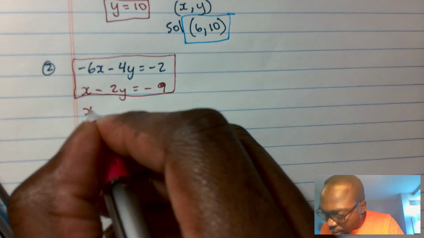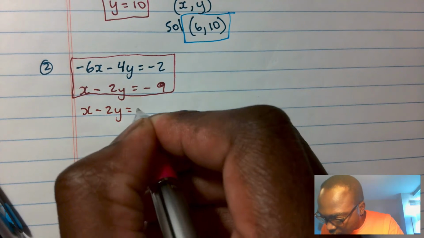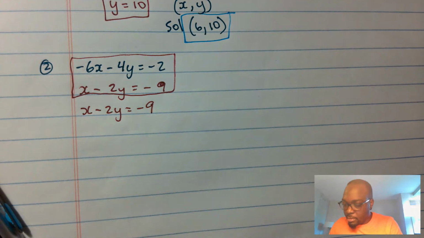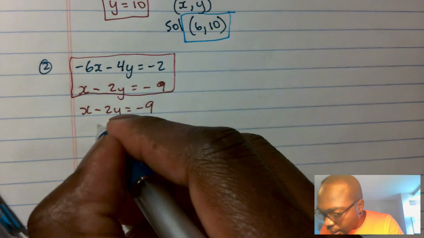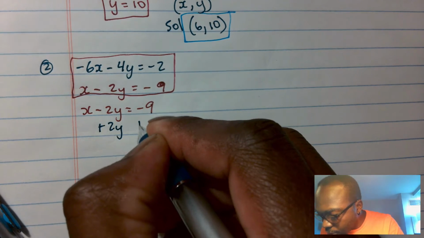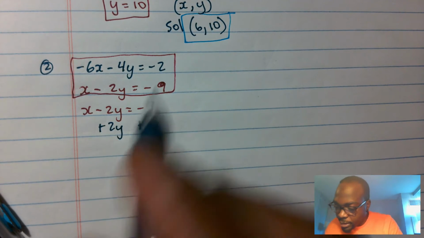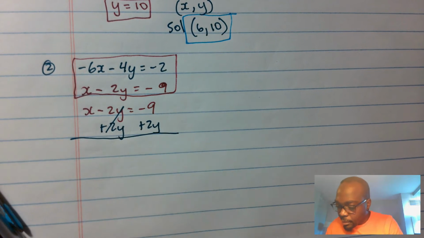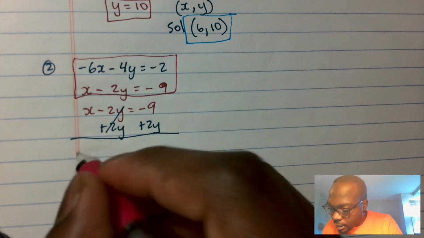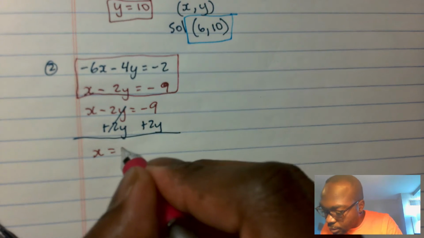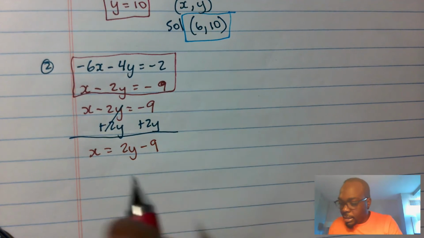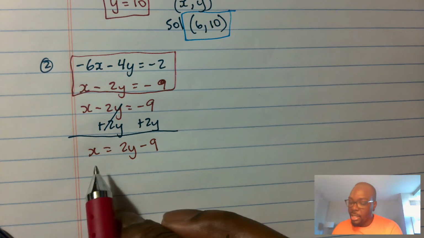So I have x minus 2y is equal to negative 9. I need to solve for x. So the first thing I'm gonna do is add 2y to both sides. When I add 2y to both sides, these cancel, and I'm left with x is equal to 2y minus 9. All right, so now we have something for x here.